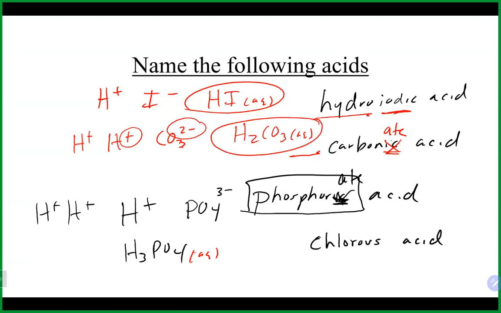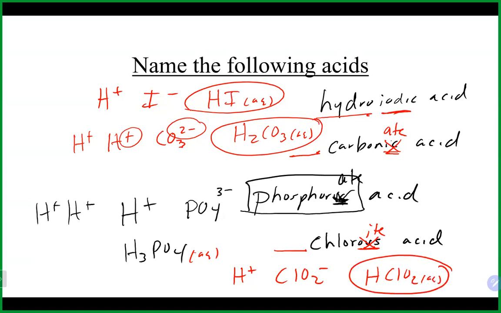So again, you can use the name to work backwards. Here on the bottom, I see no hydro, which tells me it's a polyatomic ion and it contains oxygen. I see chlorous, so ous means the polyatomic ion ends in ite, so that is chlorite. I know that is ClO2 minus. So now all I have to do is put it together properly, and that would be HClO2, aqueous.